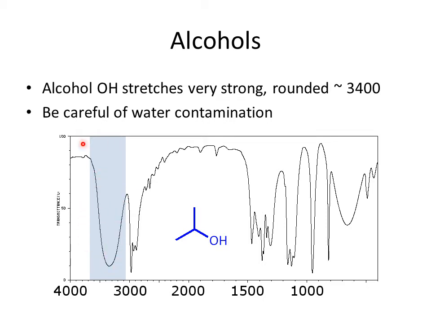Now we should be careful if there's water in our sample, and that sometimes happens if you're purifying something and you don't clean it very well. You might have water in your sample, and so you might get a false signal in that you're actually seeing the OH from water, which also has an OH. But generally speaking, strong signals in this region are indications of alcohol functional groups.